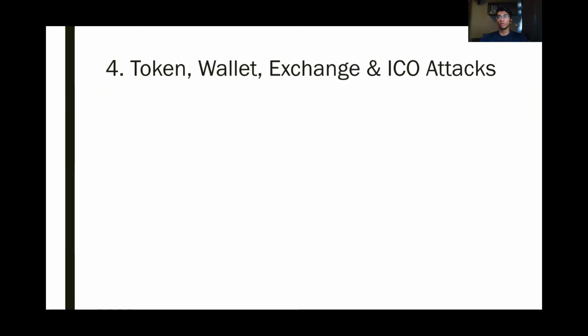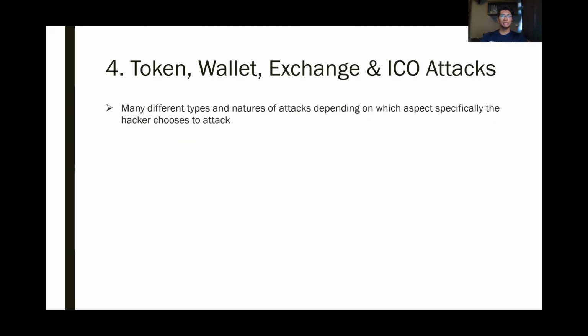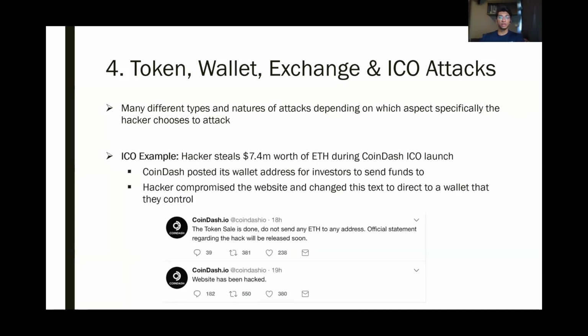Finally, let's look at token, wallet, exchange, and ICO attacks. There can be many different types of attacks which target varying aspects of the blockchain or the individual cryptocurrency. Some examples would be the theft of $7.4 million worth of Ethereum during the CoinDash ICO launch, which was achieved through a simple website compromise. As you can see here, CoinDash had actually posted its wallet address for investors to send their funds to. However, the hacker had compromised the website and changed its text to a wallet that they directly controlled.